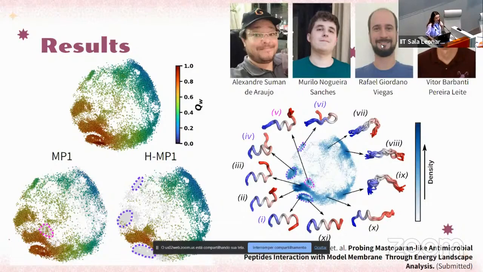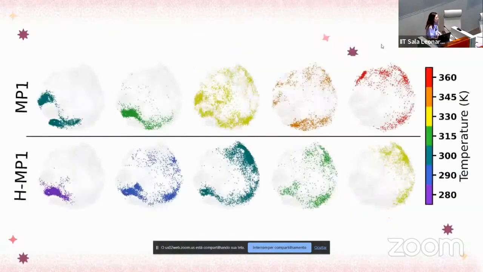Okay, so those are all the dots that I had on the previous projection, but separated by temperature. You can see that MP1 at 300 Kelvin populates the folded basin. The first 20%, I think, of the simulation I took off as a kind of equilibration, so just the final part of the simulation was analyzed, to not depend so much on the initialization that I had. So the higher the temperature, the more the unfolded basin got populated in both peptides.